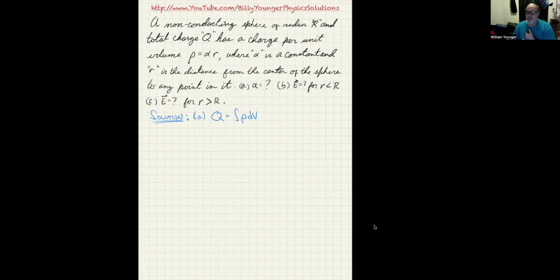That's sort of the definition of charge if you're given a rho. If you were given a sigma, it'd be the integral of sigma dA. If you were given a lambda, it'd be the integral of lambda dL. So in this case, I'll pull that alpha out in front because we know that's a constant. And I'm going to say rho is just alpha times R. I've already handled the alpha.